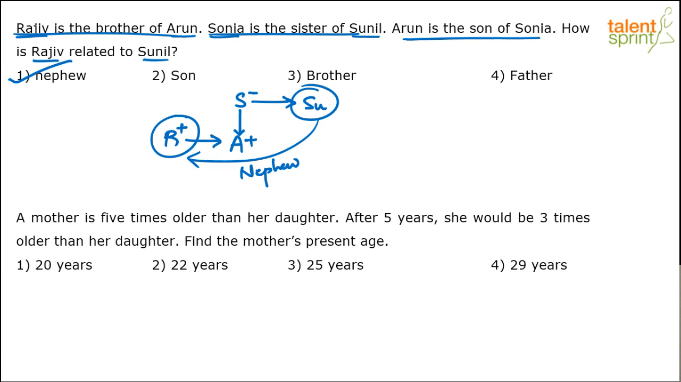Alright. Next question. A mother is 5 times older than her daughter. After 5 years, she would be 3 times older than her daughter. Find the mother's present age. So just convert these English statements into mathematical equations, solve those 2 equations and get the answer.